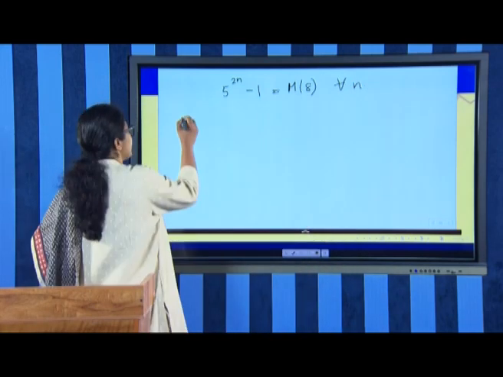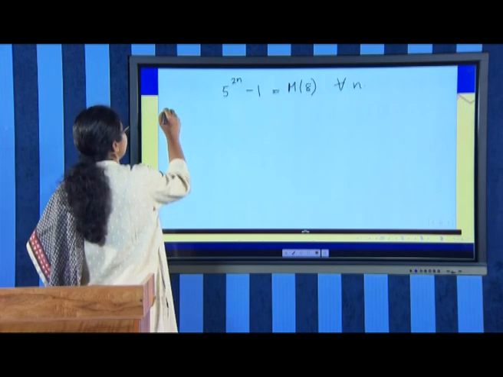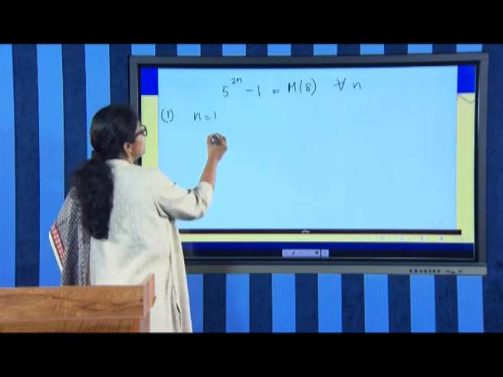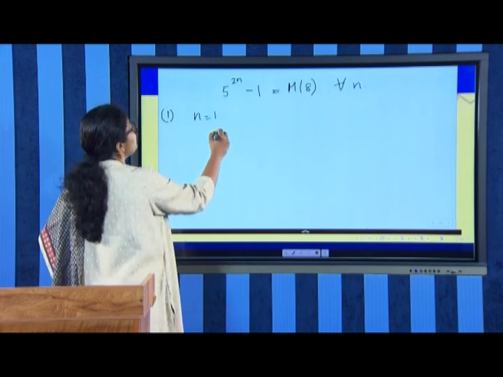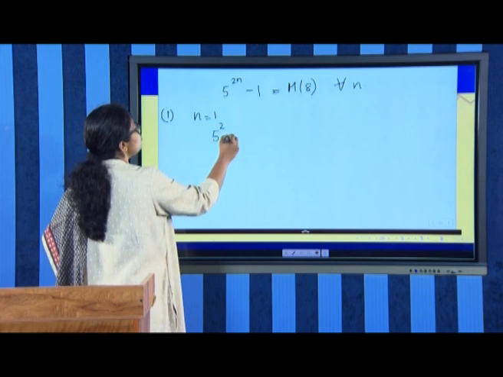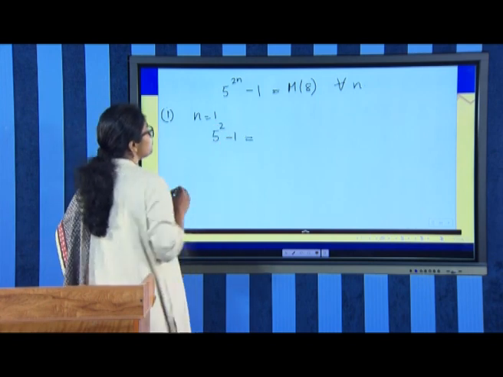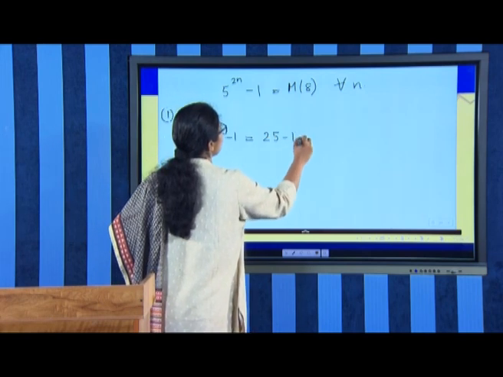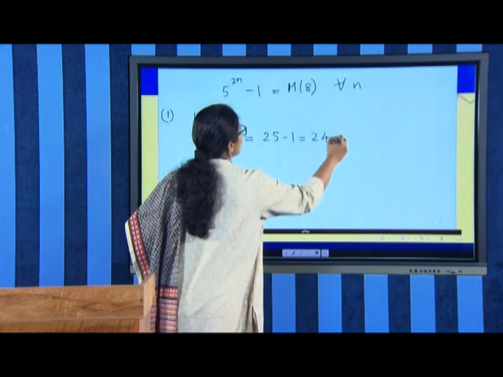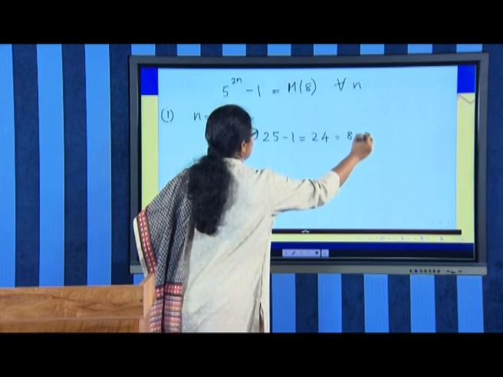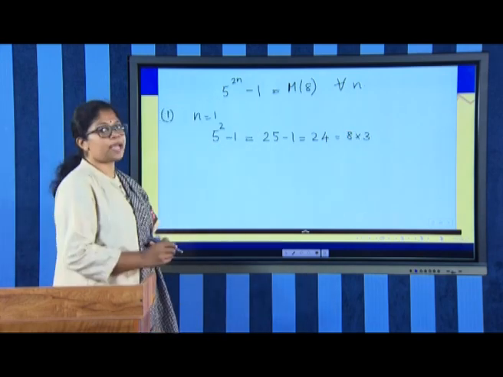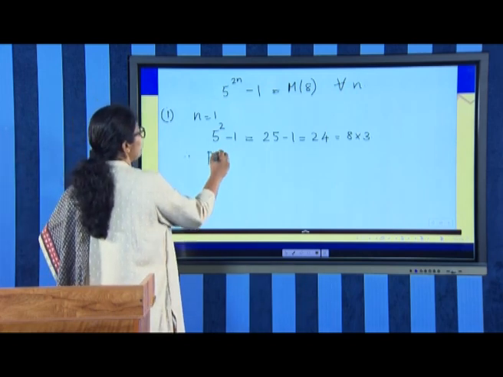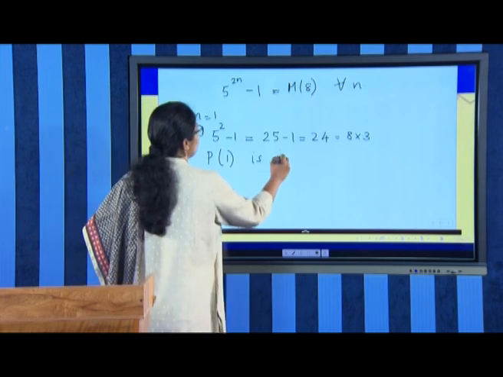So, again the first case is for n equal to 1. For n equal to 1, this number on the left hand side becomes 5 power 2 minus 1. As we all know, 5 square is 25. So, this is 25 minus 1, which is equal to 24, which is a multiple of 8. So, the case is established for n equal to 1. Therefore, P of 1 is true.